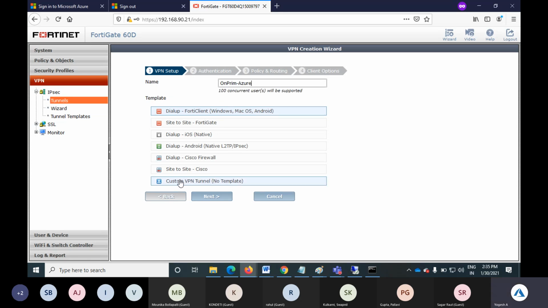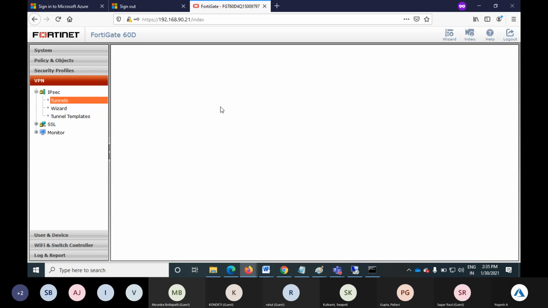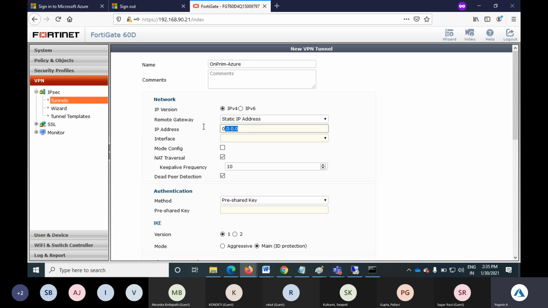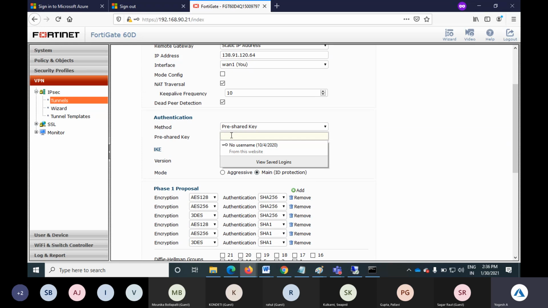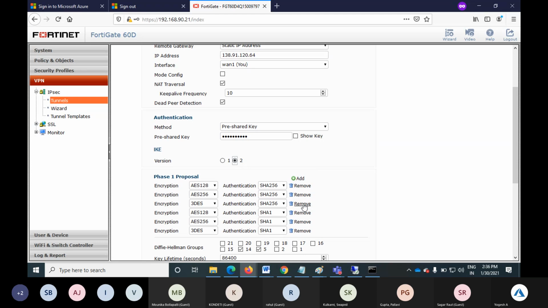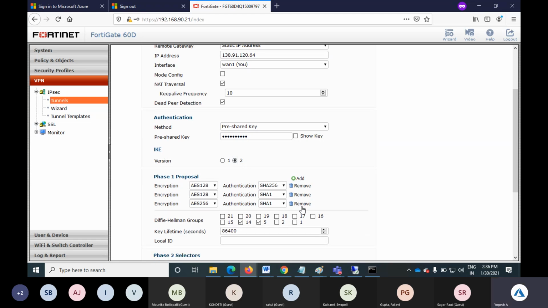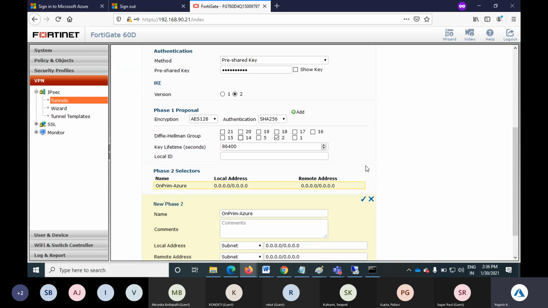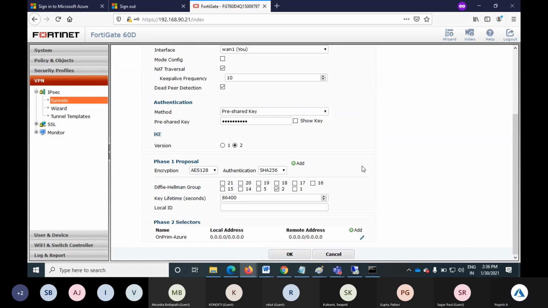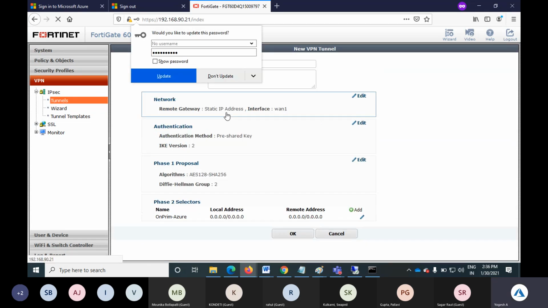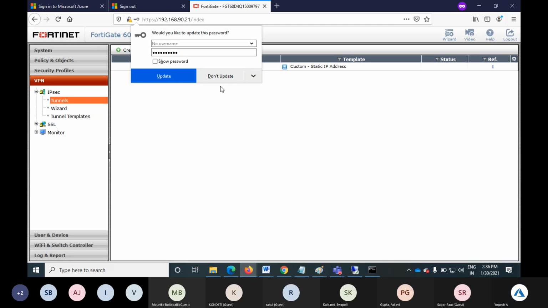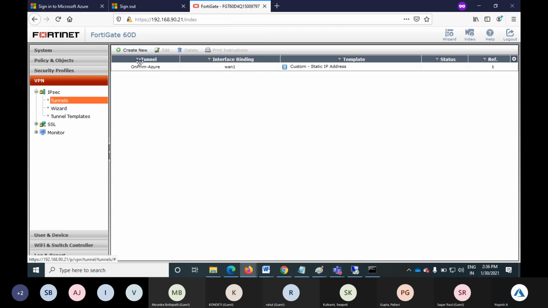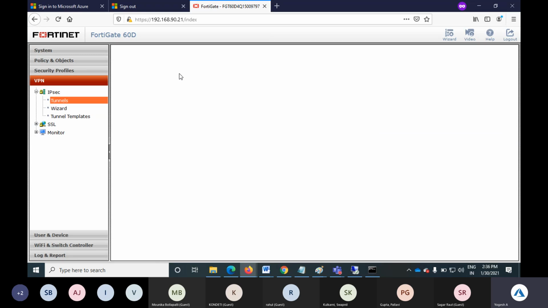On-prem to Azure, custom. It will hit on your WAN port directly. So let me save the settings and we'll edit it. Okay, so right click, edit.